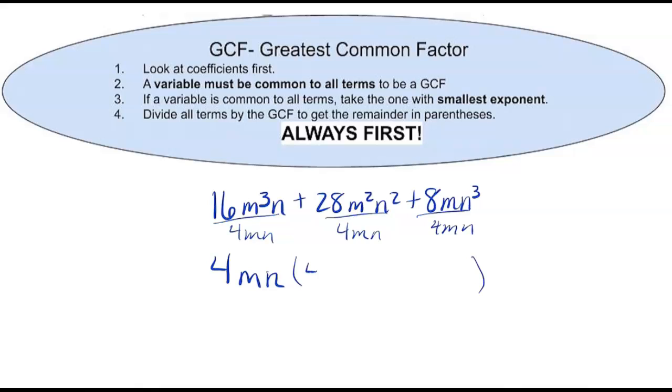16 divided by 4 is 4. M3 divided by M is M squared. N's cancel. Plus 28 divided by 4 is 7. M squared divided by M is M. N squared divided by N is N. Plus 8 divided by 4 is 2. M divided by M cancels. N cubed divided by N leaves me with N squared. So that's factoring out the GCF. Remember, factoring means we're taking and turning it back into multiplication. So bringing back the parentheses.